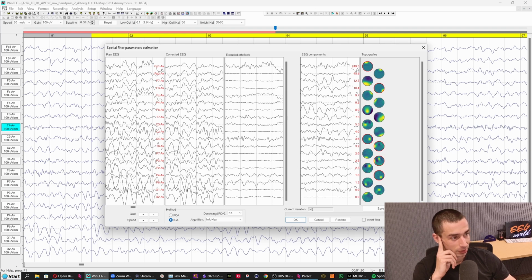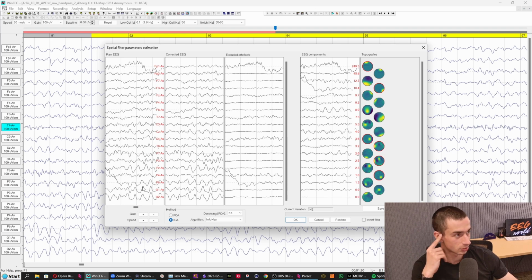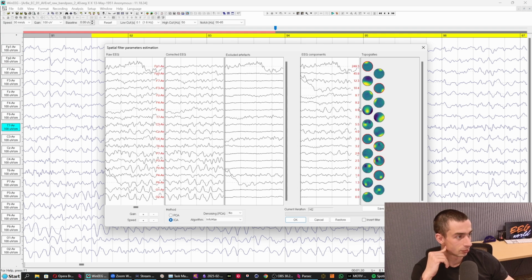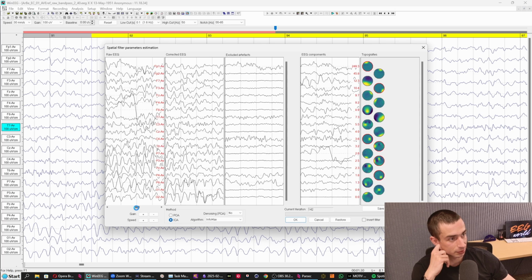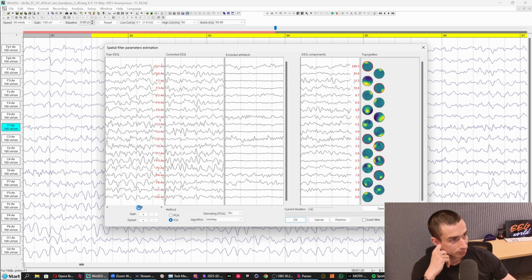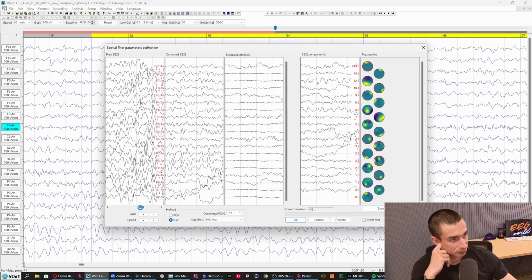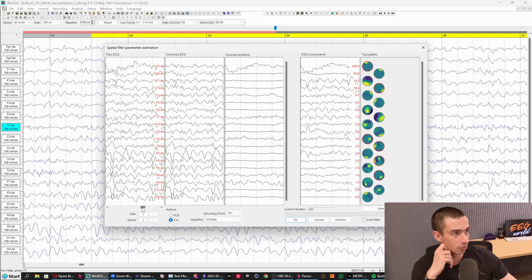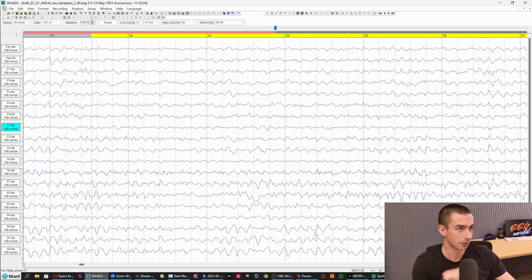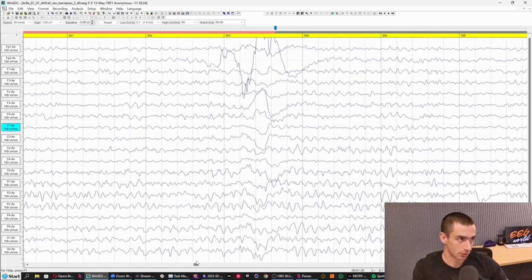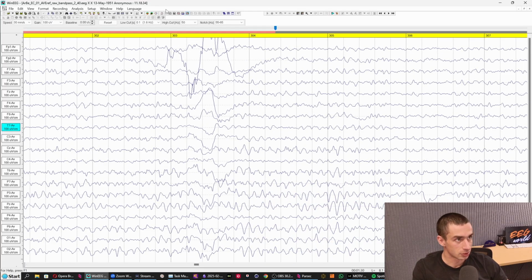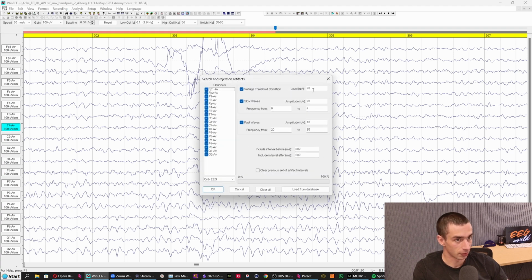So I was hoping we would get better components for getting rid of the pops that we saw. Unfortunately, we've only gotten rid of some of the stuff, but it's enough that we'll be able to get enough data for the Q without having to cut out too much. So we're going to start setting our voltage threshold conditions using the mark artifact feature.